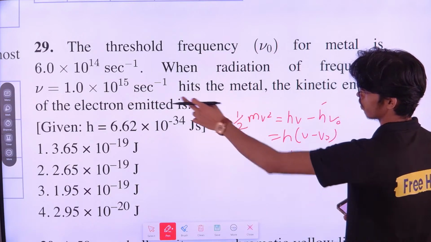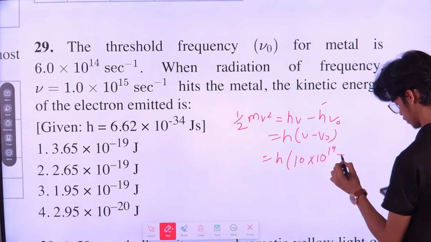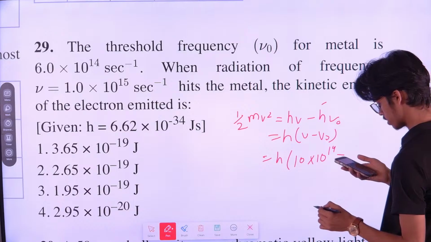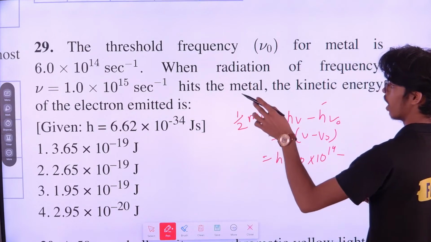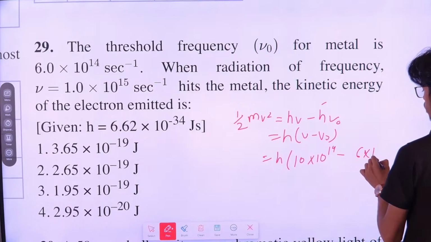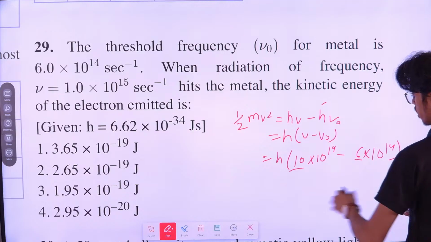Instead of writing it as 1 into 10 to the power 15, should I write it as 10 into 10 to the power 14? Okay, somebody has given an answer. Kanishka has written 20 and option number 2. Very good, Kanishka, you are right. Okay, and 6 into 10 to the power 14. Now 10 minus 6, because 10 to the power 14 you will take common.